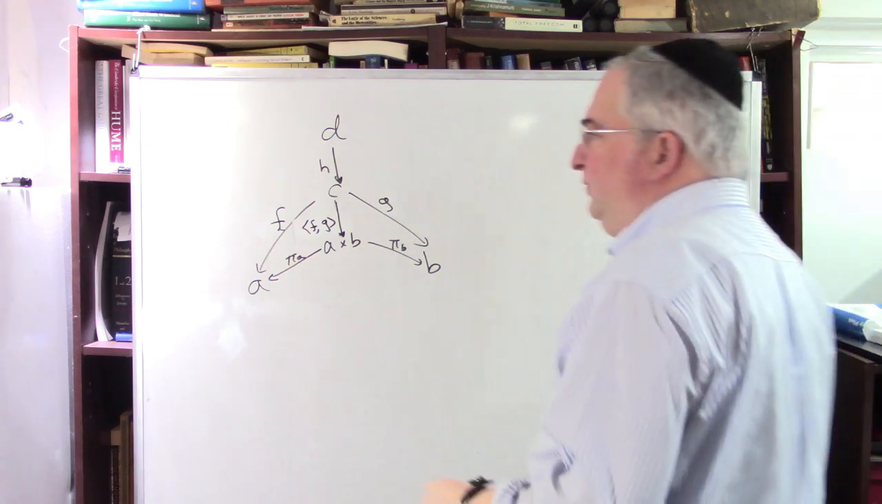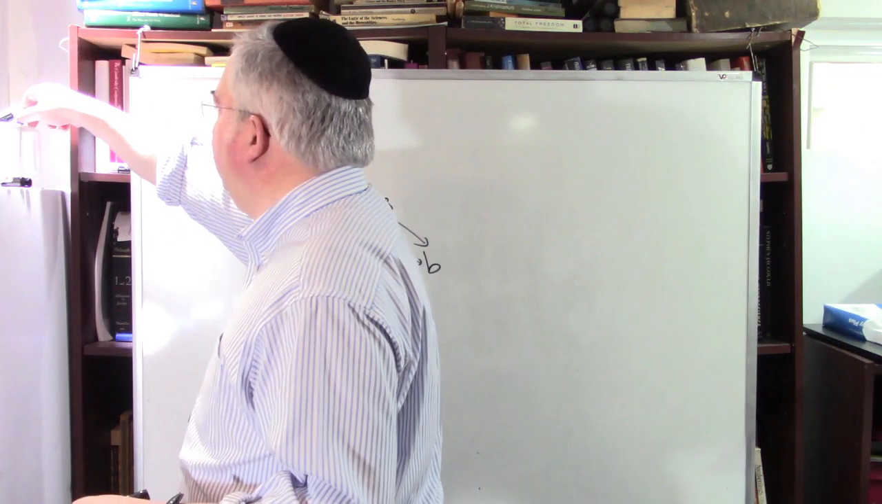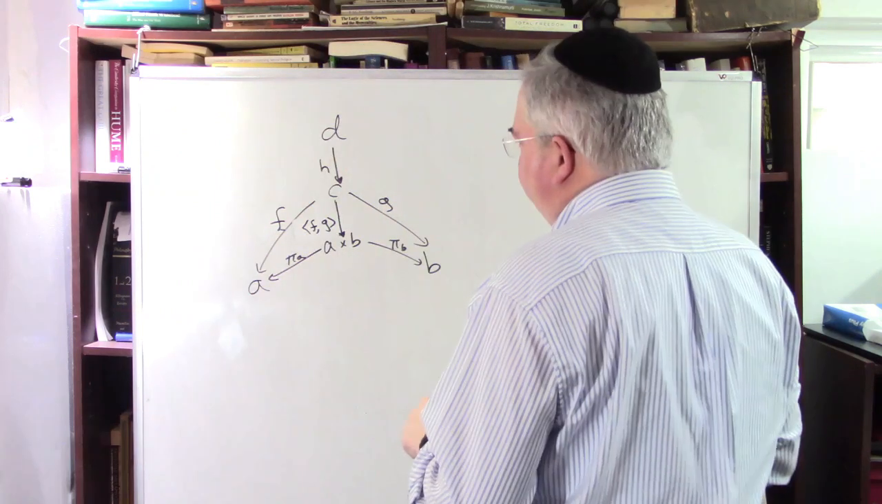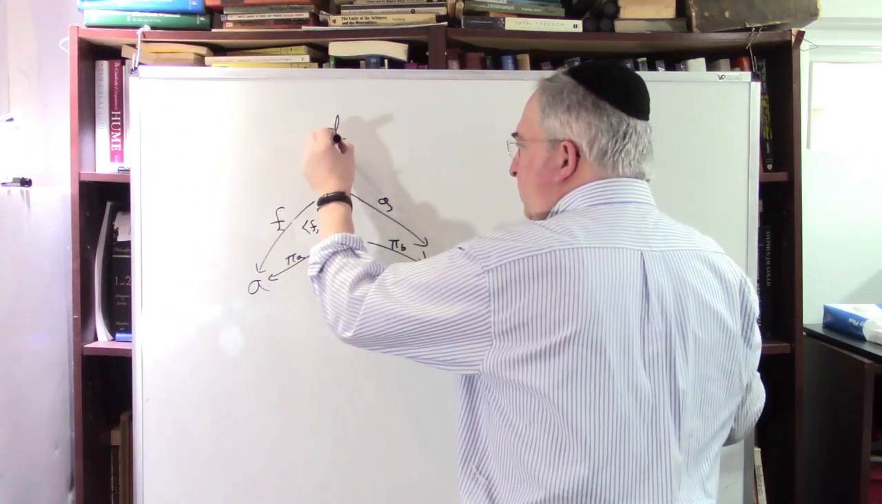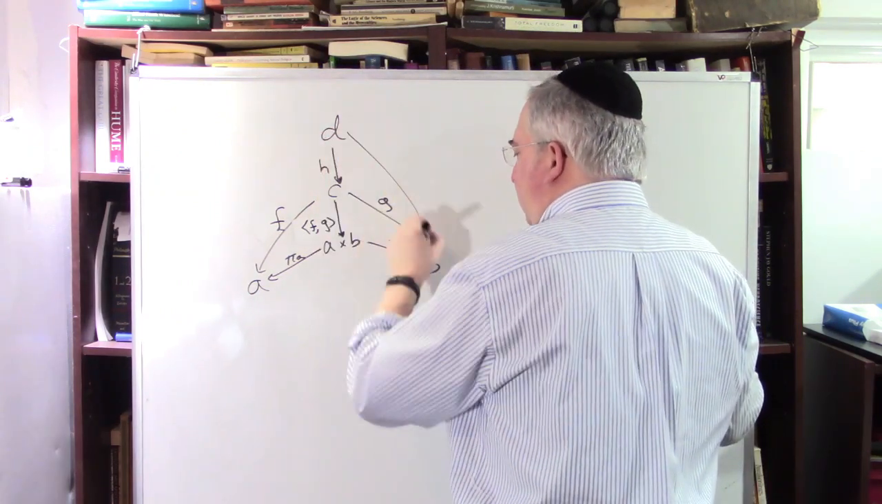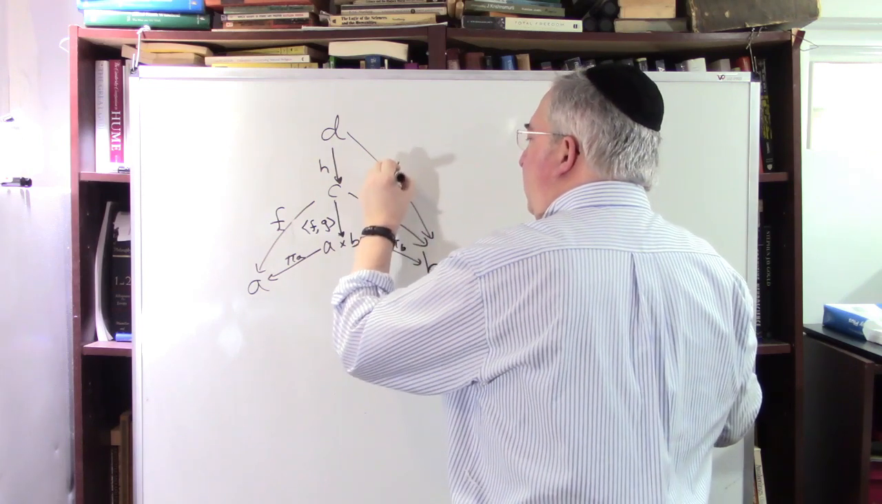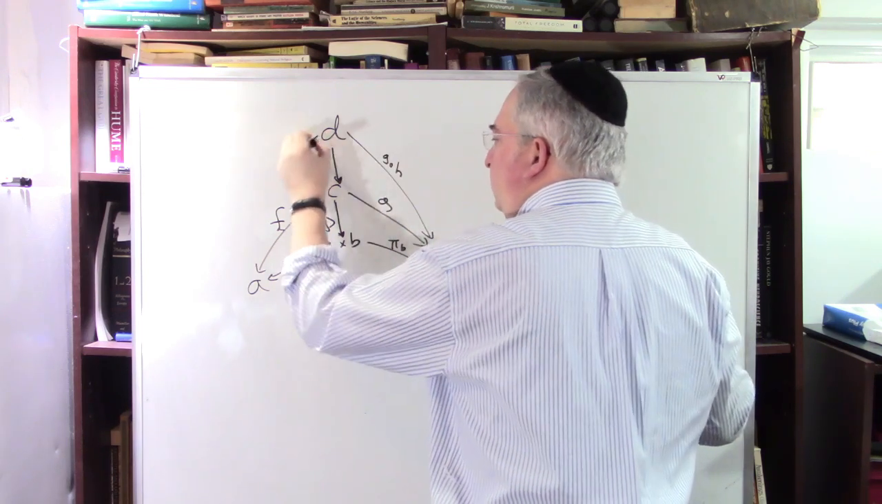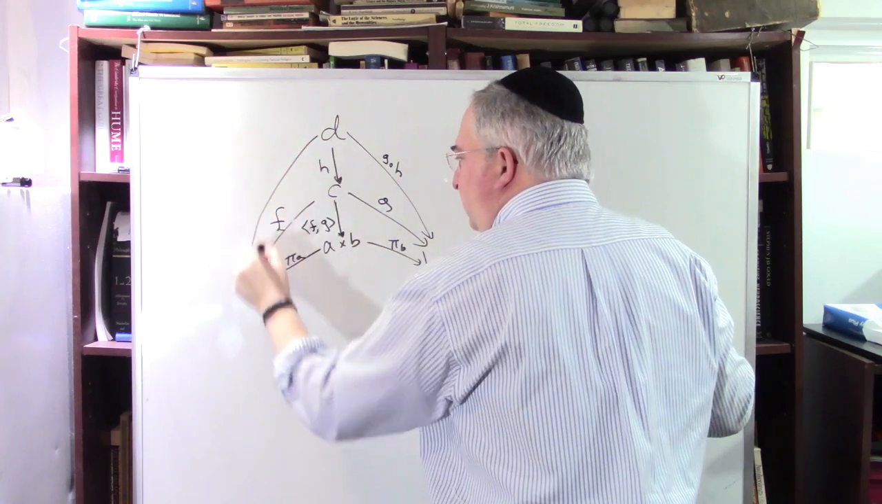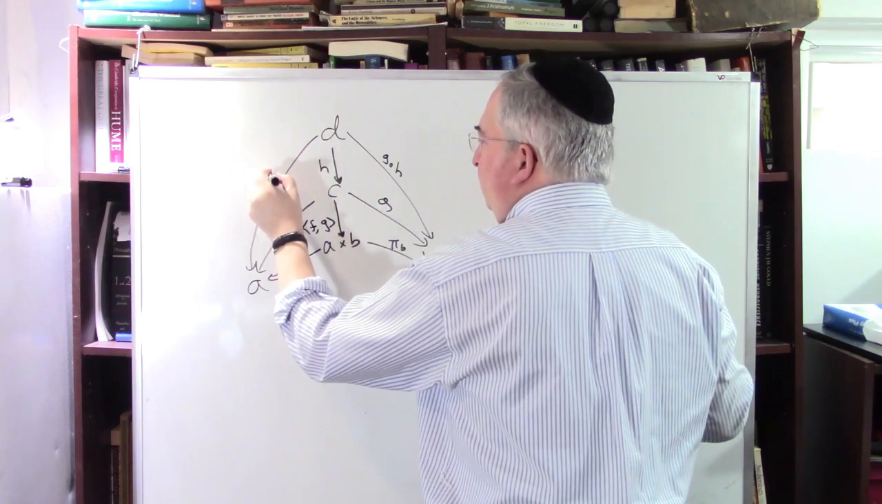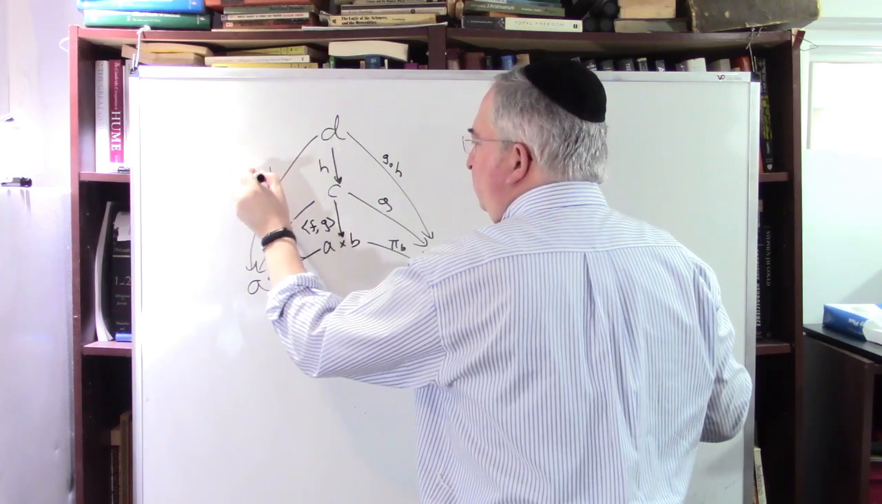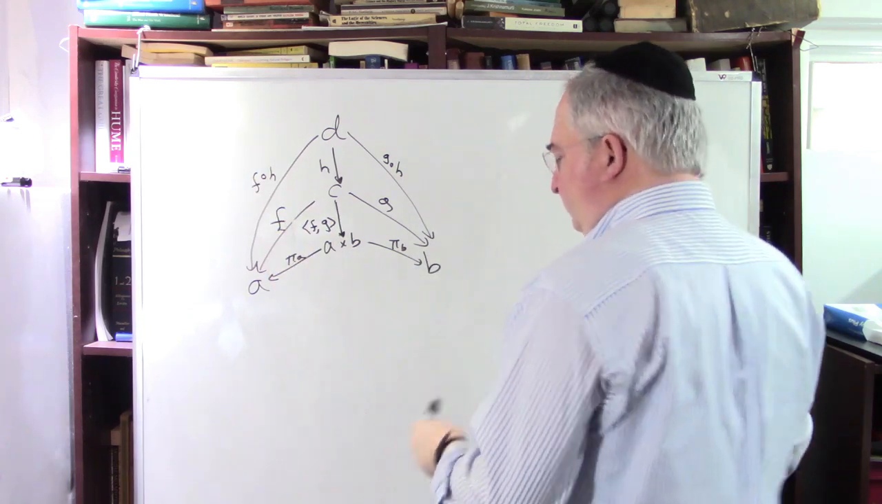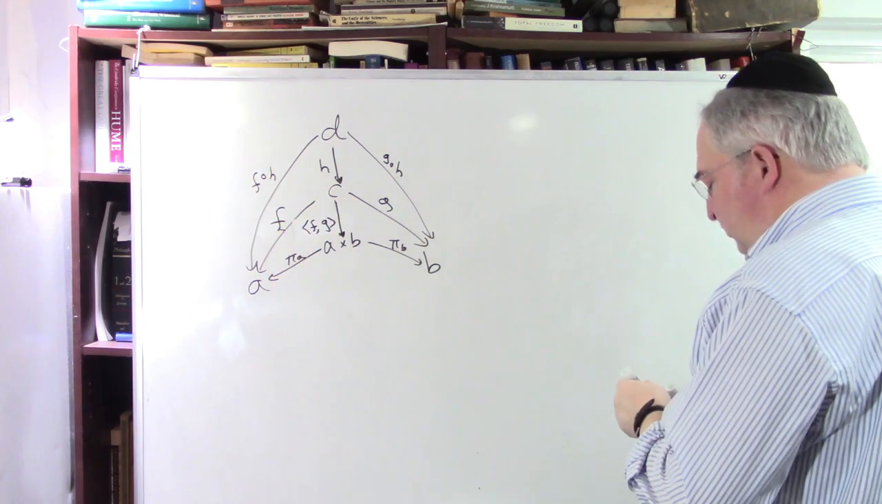Okay, I'm sorry, I'm going to do it slightly different than the book. I'm going to do it like this. By the way, we can compose this with this, and we get H composed with G. We can compose this with this, and we get H composed with F.